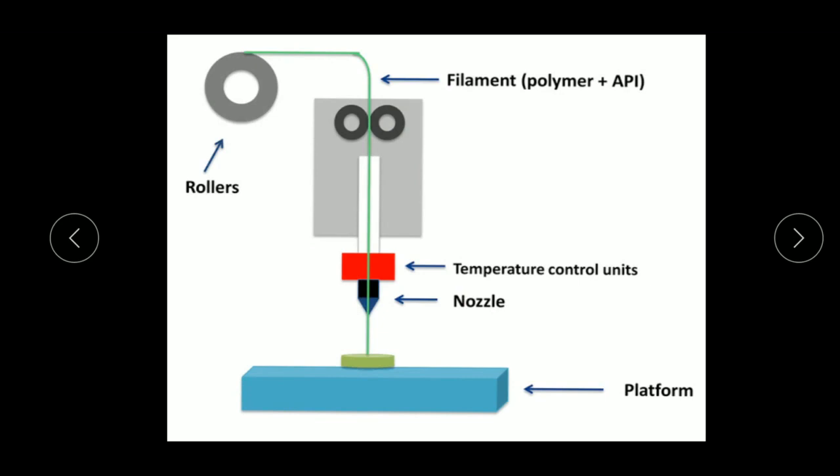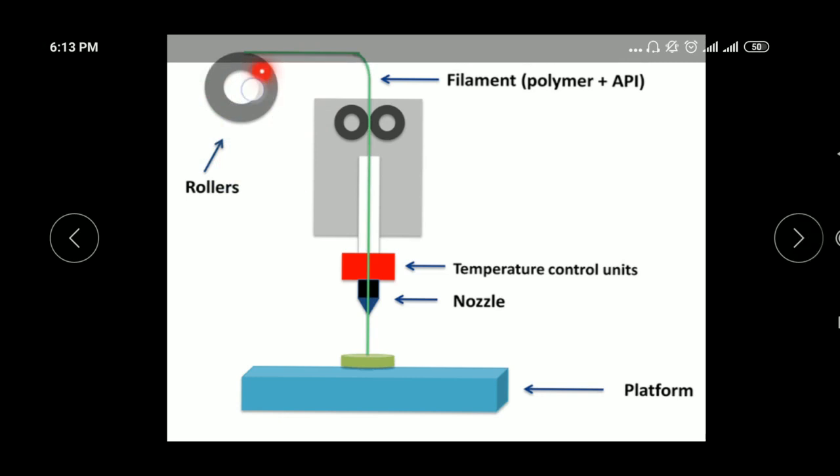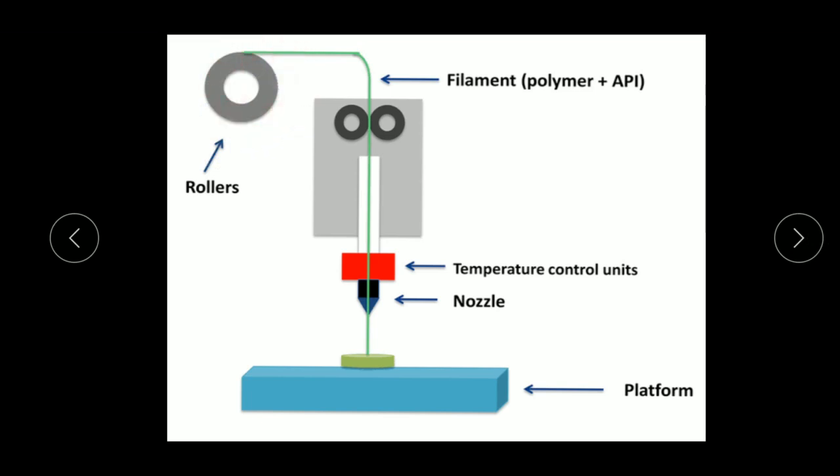Okay, dear students, as shown in the figure, this is the FDM process, fused deposition modeling. As shown in the figure, this big roll is called a spool, which means a bundle of fiber material is available here. This bundle of fiber material is continuously fed into the temperature control unit, and finally passed into the nozzle, then deposited upon the substrate.